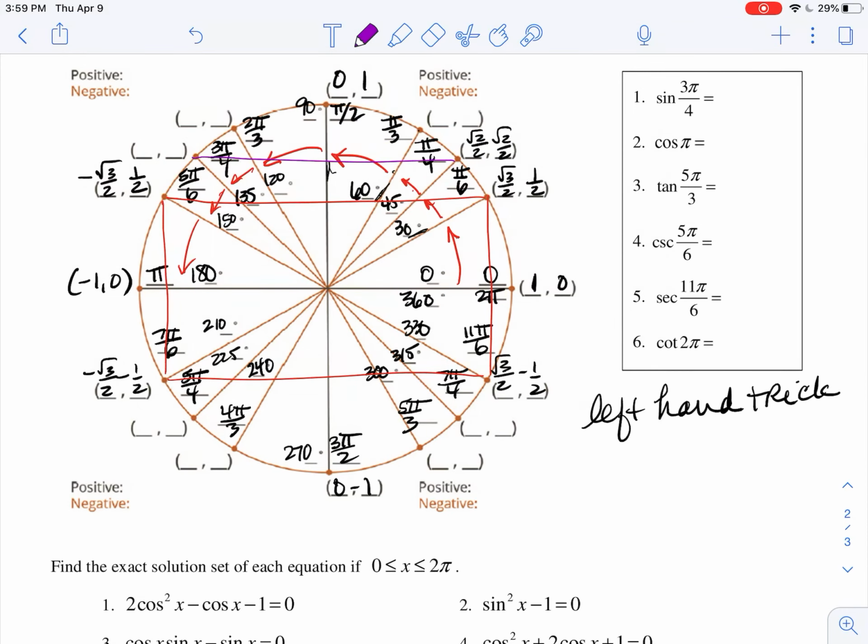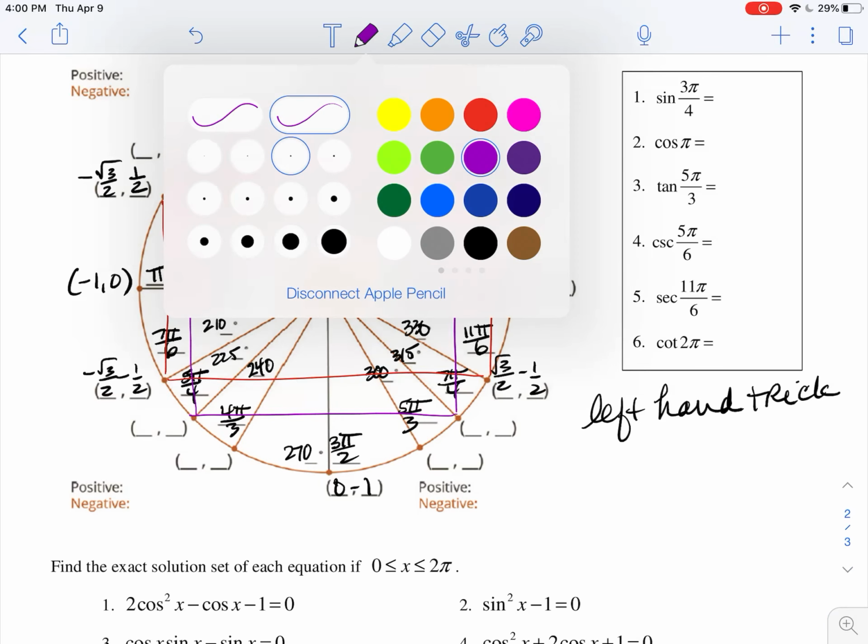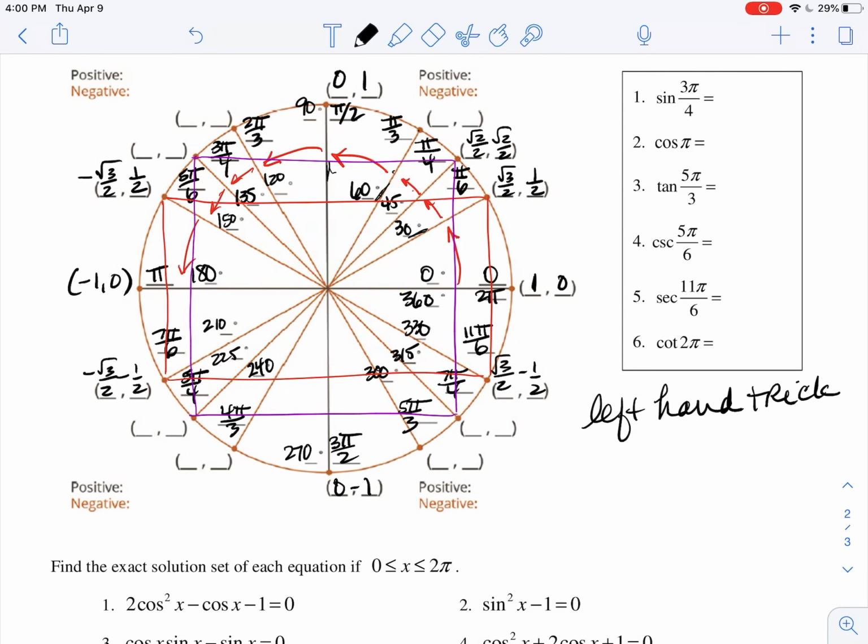Okay, the next one, square root 2 over 2, square root 2 over 2. And it follows the same pattern, just go straight across. I think we had like a little bow tie or something when we did our unit circle project. All of these angles will have the same coordinate, just the negatives. Negative square root 2 over 2, square root 2 over 2.